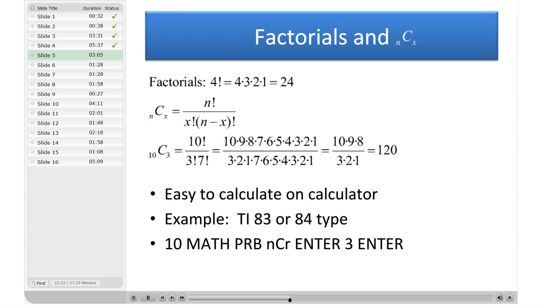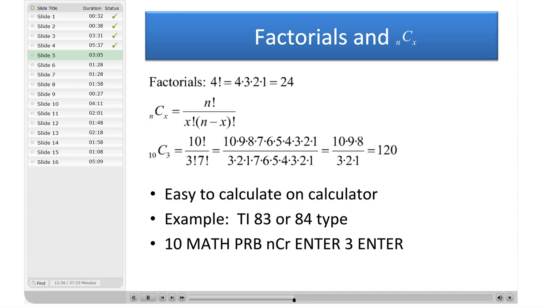The definition of n choose x is that it's equal to n factorial over x factorial times n minus x factorial. The reason it's called n choose x is because it represents the number of ways that you can take a set of n objects and choose x of them. So for example, 10 choose 3 represents the number of different ways that you can take 10 objects and randomly select 3 of them. Let's say we wanted to calculate 10 choose 3 this way.